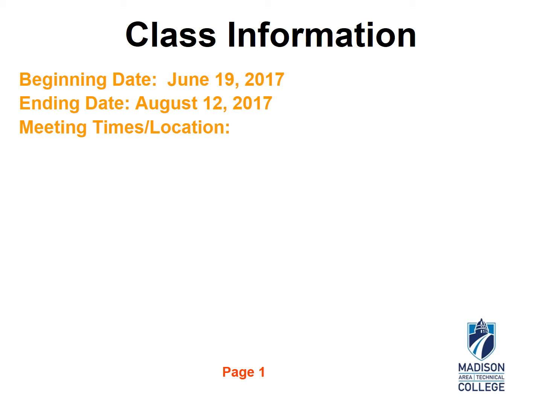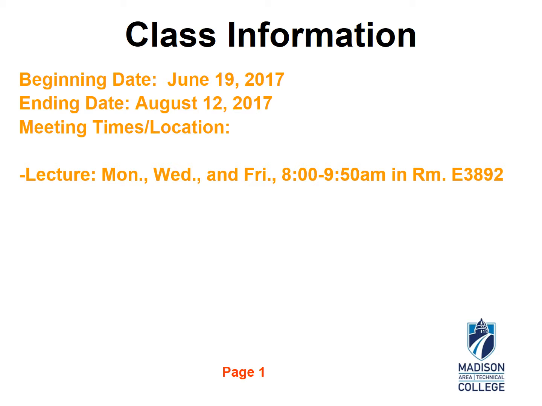So exactly when and where does the class meet? The first day of class is Monday, June 19th. The last day of class is August 12th, and that is a Friday. So basically you have 8 weeks of class. You will meet for lecture Mondays, Wednesdays, and Fridays from 8 a.m. to 9:50 a.m. in room E3892. That is on the third floor in the E section of the building.